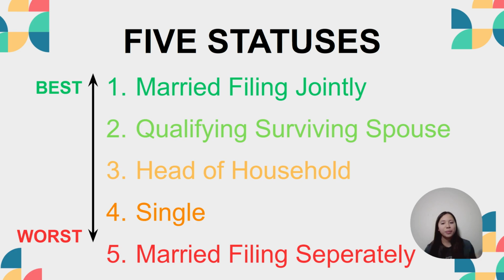So, what are the filing statuses that a taxpayer could be? The five filing statuses include, from best to worst: married filing jointly, qualifying surviving spouse, head of household, single, and married filing separately, which is the worst tax bracket or filing status to choose.